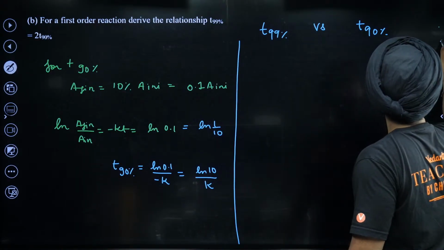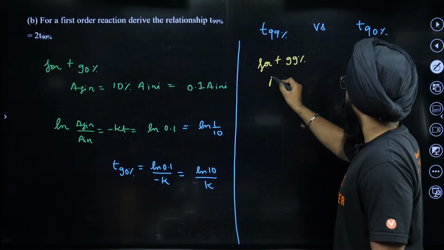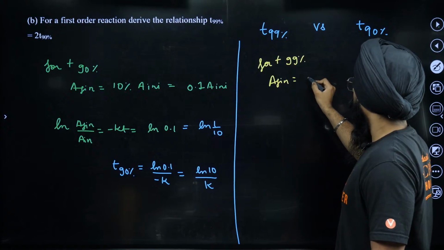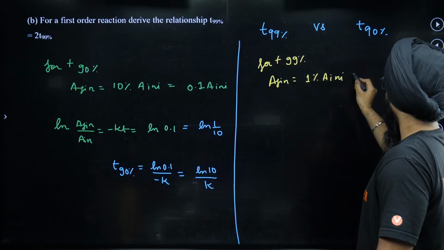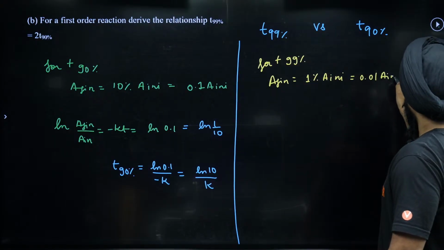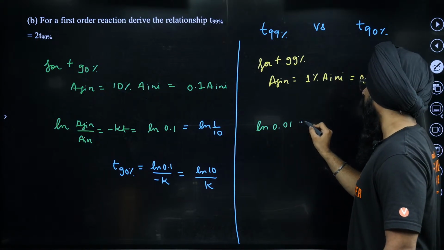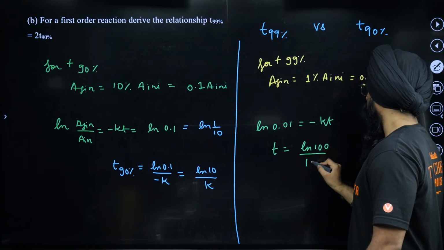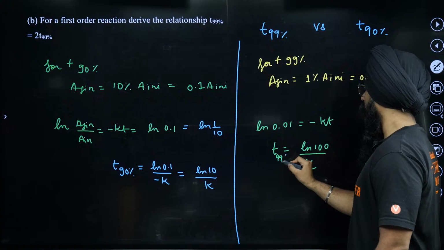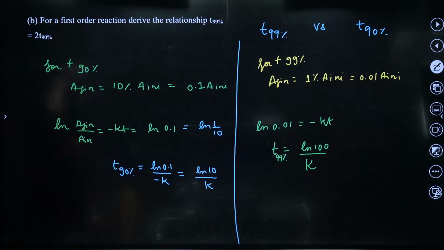Let's do it for 99%. For T99%, A final is equal to 1% of A initial, because 99% is gone and 1% is remaining. So I can write it as 0.01 times A initial. Similarly, I can write ln of 0.01 is equal to minus kt. So I can write T is equal to ln of 100 upon k. This is T99%. Divide both things together, you get the answer. That's it.